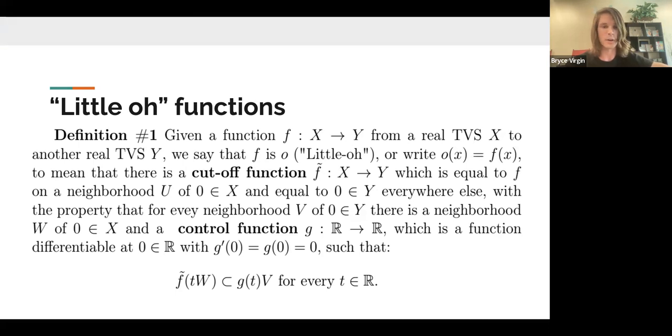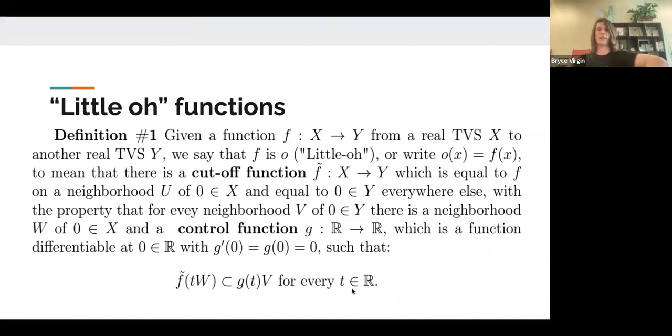So we have a cutoff function with the property that for any neighborhood of the origin of the codomain, there is a neighborhood of the origin of the domain, and what I call a control function, basically just a real valued function on the real numbers, which is differentiable at 0 and has derivative equal to 0 at 0. So given such a control function, for any neighborhood of the origin of the codomain, there will be a neighborhood of the origin of the domain and such a control function such that this subset relation is obeyed for every single t in the real numbers.